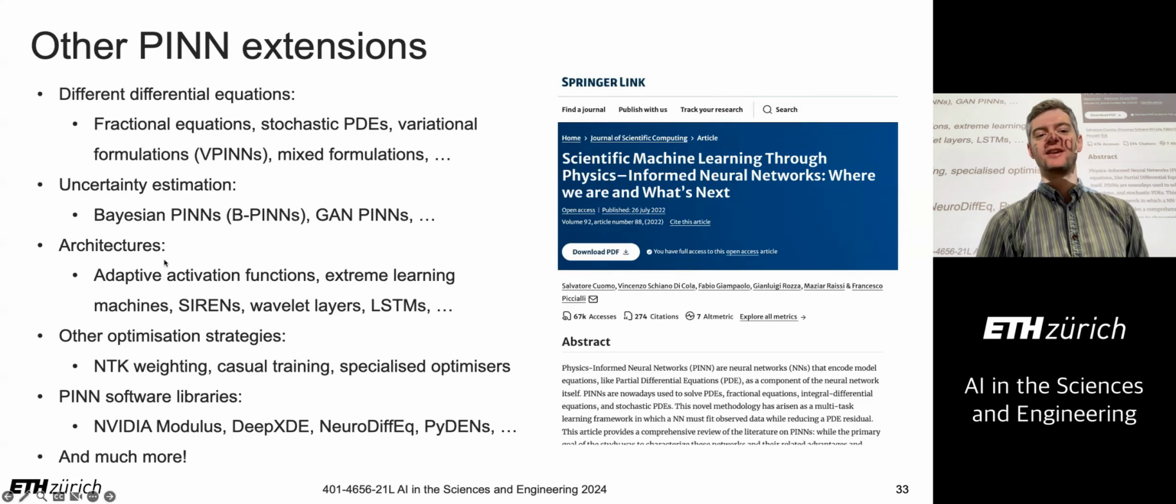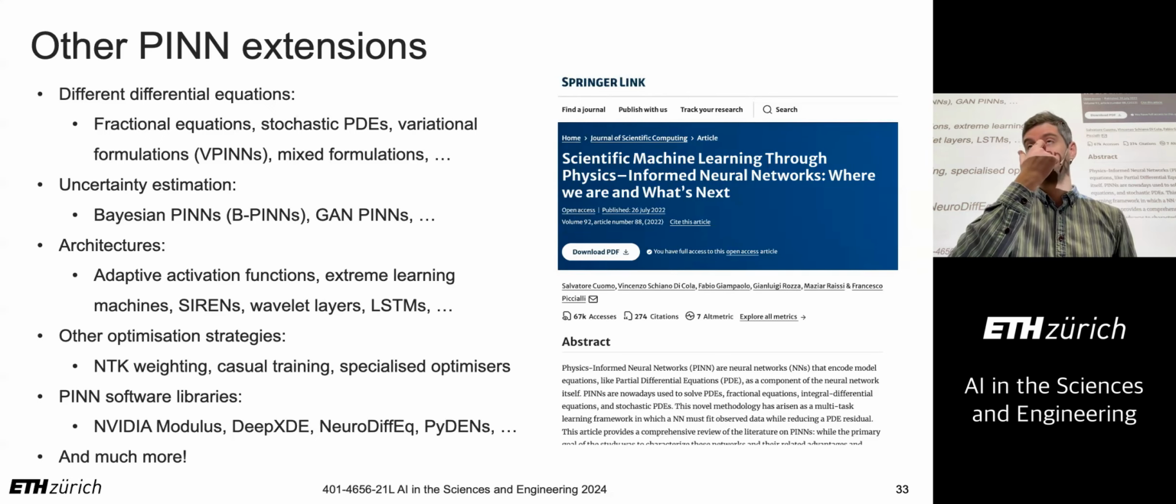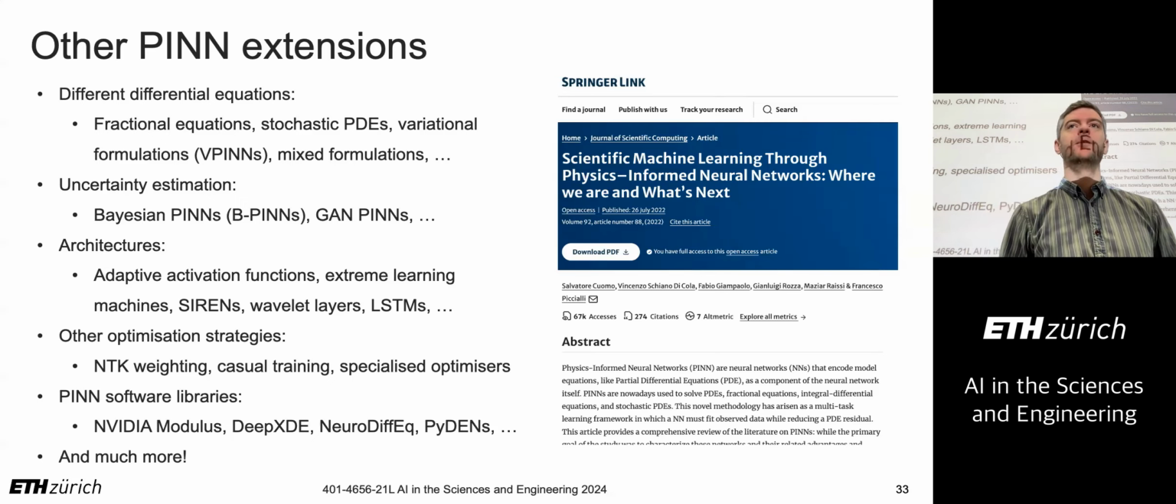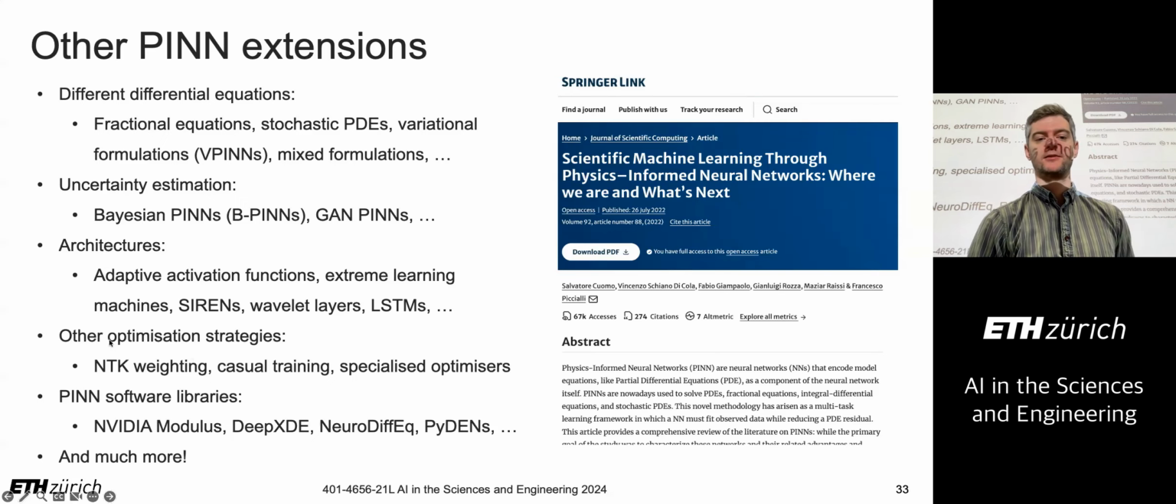There's a lot of innovation on the architectures. So, for example, using adaptive activation functions, using Fourier features, using sine activation functions, using wavelet layers, using LSTMs. I don't have time to go into the pros and cons of all of these, but there's a lot. And then there's also been a lot of work on the optimization side, and instead of just using a standard Adam optimizer that we use for most other machine learning tasks, are there more bespoke optimizers that are more suitable for PINNs? Some of these look into NTK theory to design the optimizer, and you can do causal training strategies, and there are many other approaches.